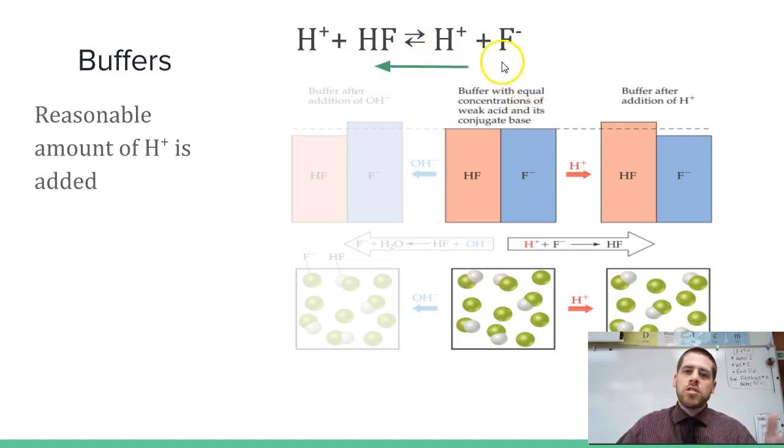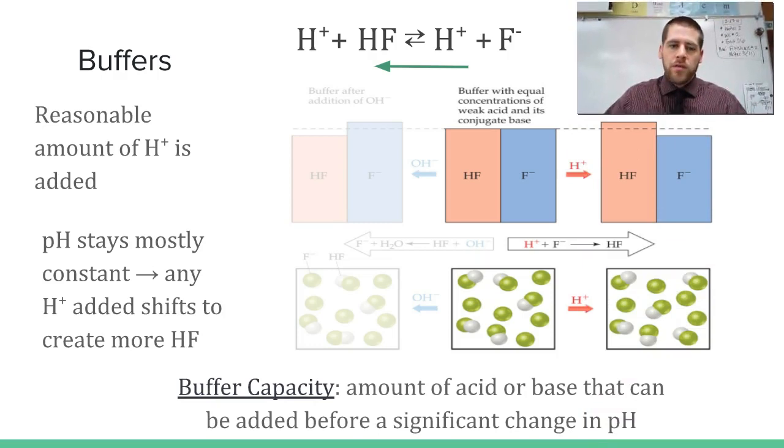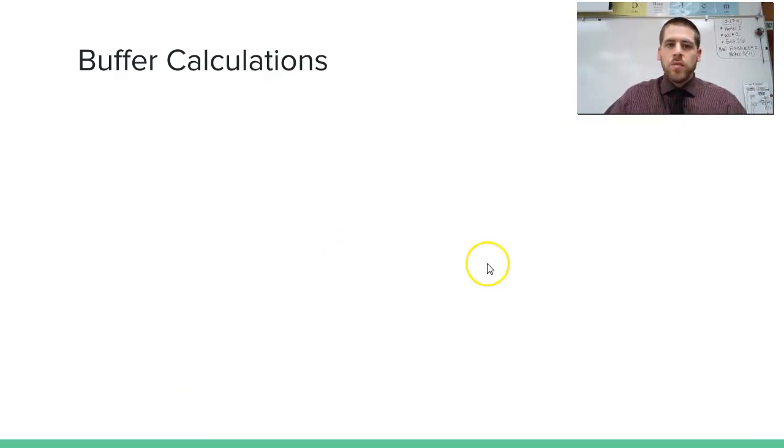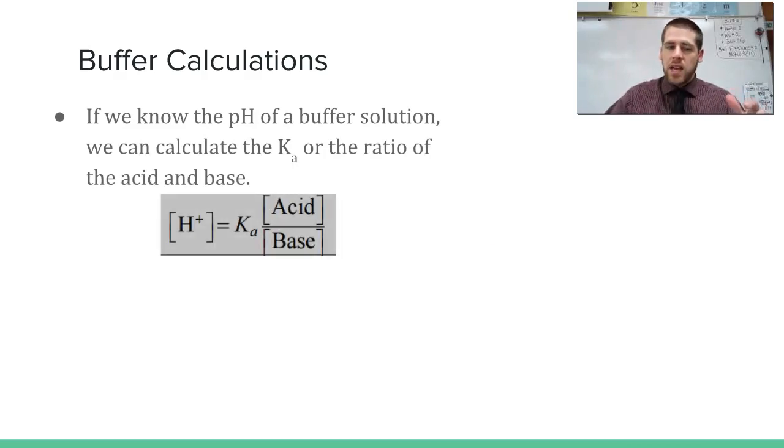As soon as you start to run out of one of these reactants, then you have reached what's called the buffering capacity of the buffer. The buffer capacity is basically how much acid or base it can take before it starts to lose its ability to resist the pH change. We are going to do several calculations with buffers. If we know the pH of a buffer solution, for example, we can calculate the Ka, or the ratio of the acid and base. Usually you know the Ka, you can look it up in a table. But this allows us to know the ratio of the acid and the conjugate base that are in solution.